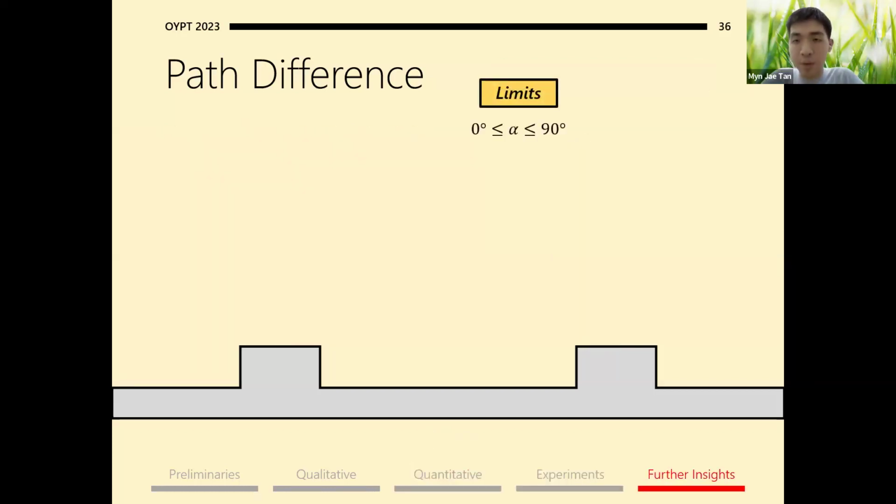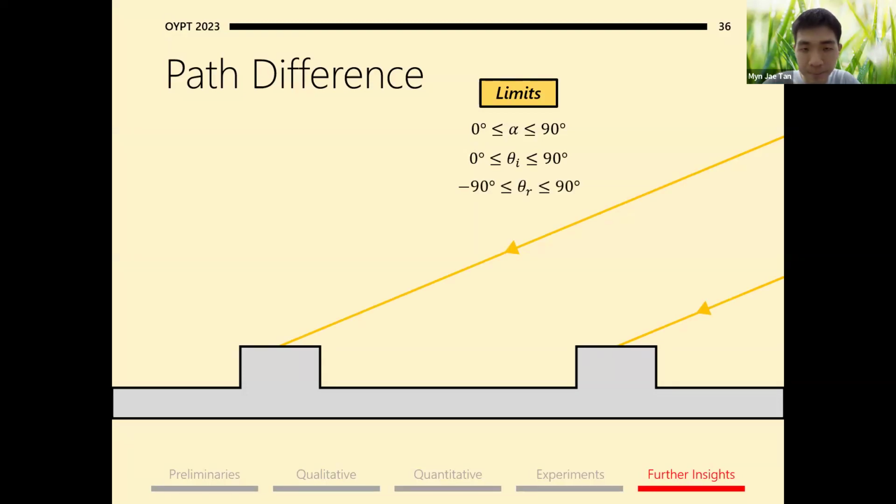So for the optical disk, we can set some boundaries here. We can define the incident angle to be positive all the time, and the reflected angle can be between negative 90 and 90 degrees. If the reflected angle is on the other side of the incident angle, then we call it negative.